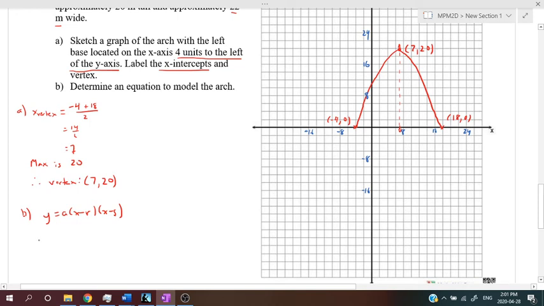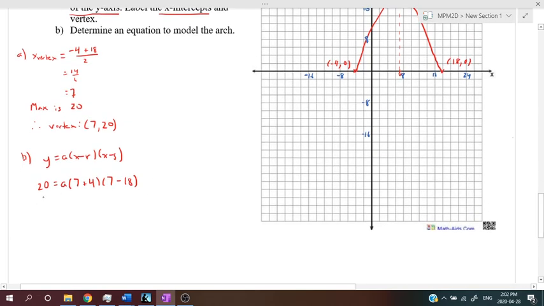So here's our vertex. This is the y of the vertex. This is the x of the vertex. And then we've got our two x-intercepts. So we've got -4, which we know becomes +4, and 20. Or sorry, 18. Okay. So we just do a little bit of algebra here. We've got 11, we've got -11. So that's a -121a.